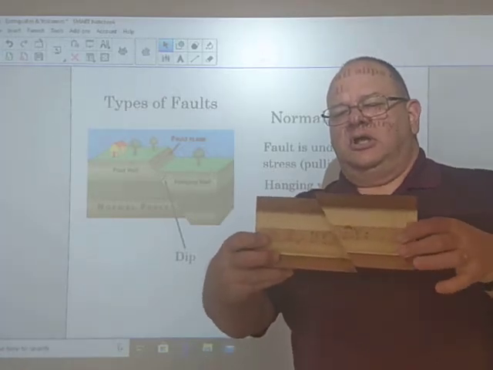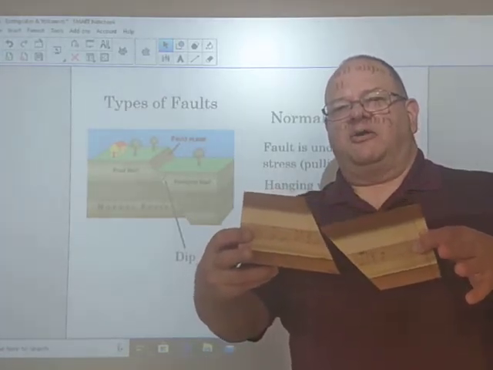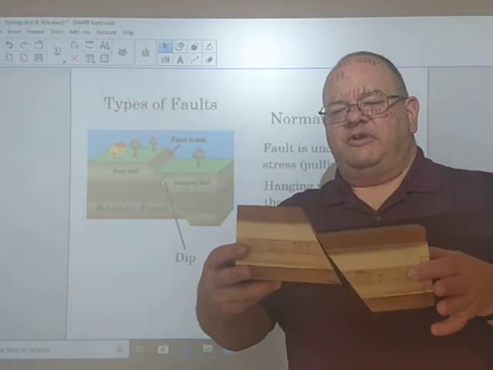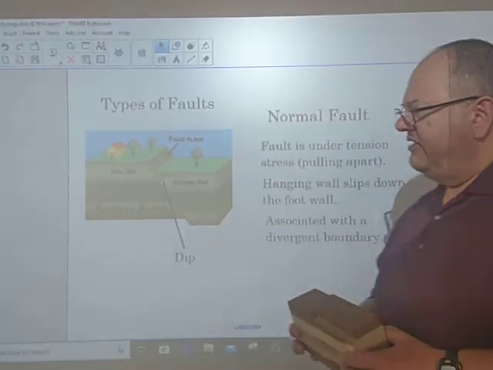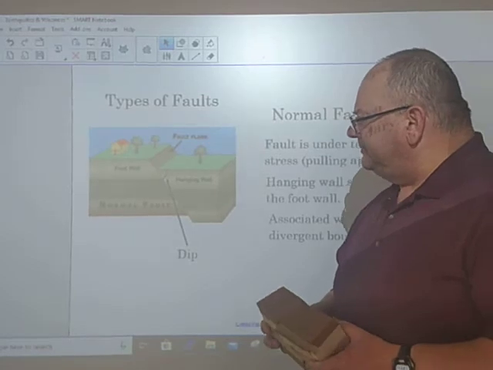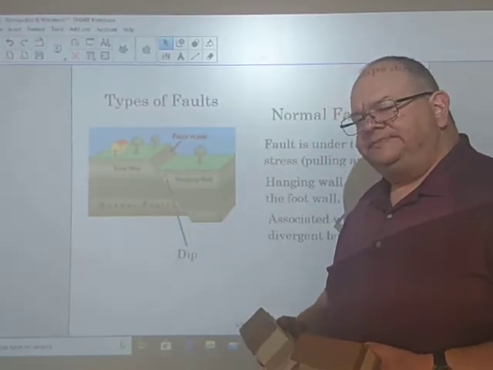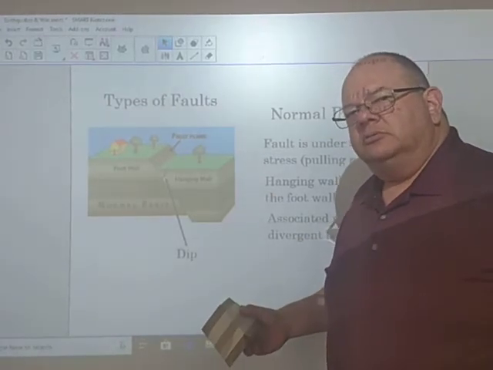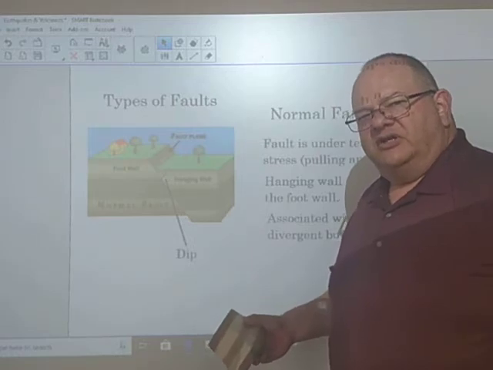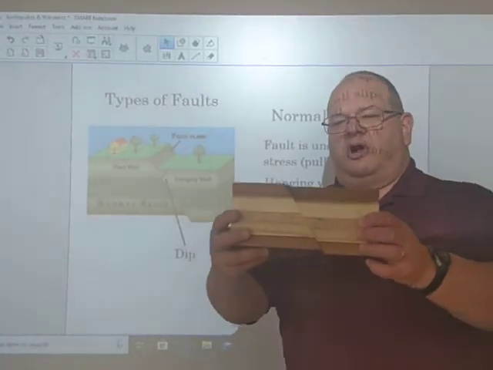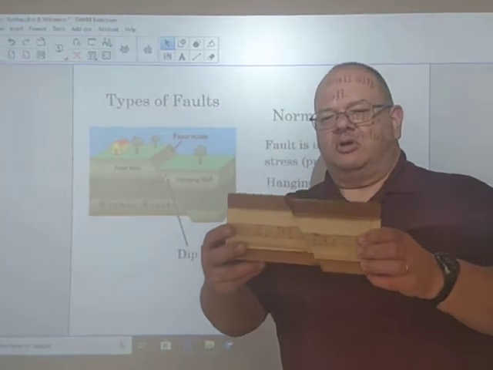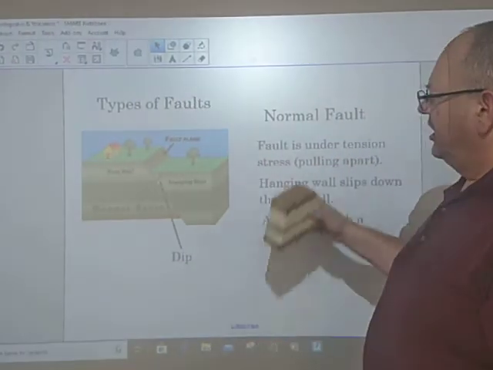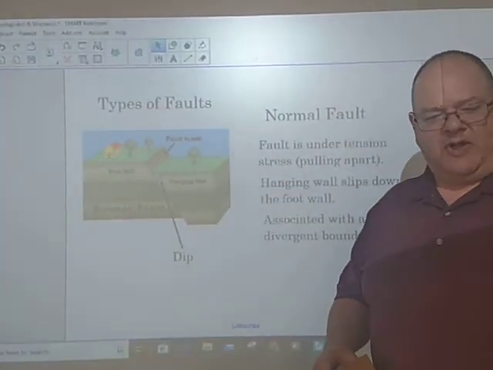Now, if you can imagine that I pull these apart from each other, and it's hard to demonstrate that perfectly, but if I pull them apart, gravity pulls down on this. And so the way I think about it is the hanging wall's on top. What's the normal direction for things to go just due to gravity? Well, the normal direction due to gravity is down. And so the hanging wall falls down. So in this case there's a lot more vertical movement, not so much side-to-side movement. If you see some evidence of this, that's called a normal fault.